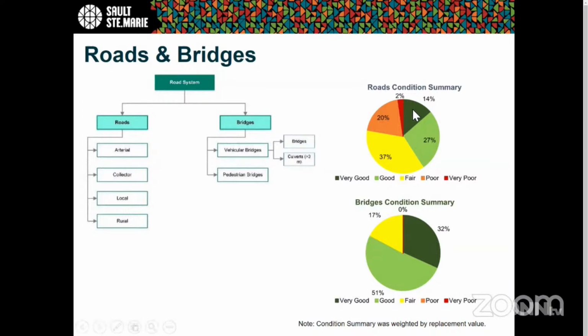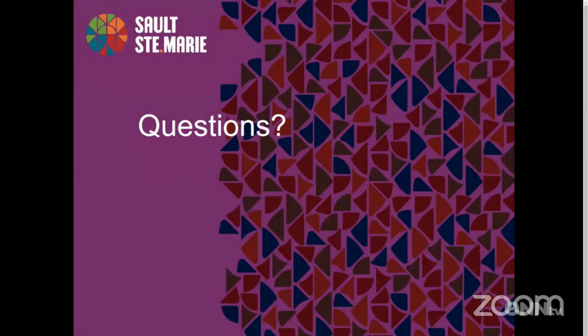The condition of our roads is a little bit lower than the other infrastructure. Just over 40% of our roads are in good to very good condition. Just over a third of our roads are seen as fair, and just under a quarter of our lane kilometers would be poor to very poor. Bridges are doing very well. Over 80% of our bridges are in good to very good condition. The overall replacement cost of the bridges and roads, our transportation network, is around $730 million. So with that, I can take any questions.